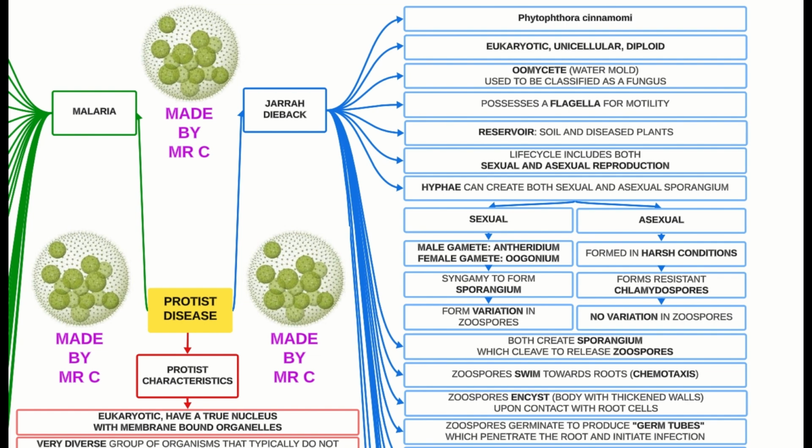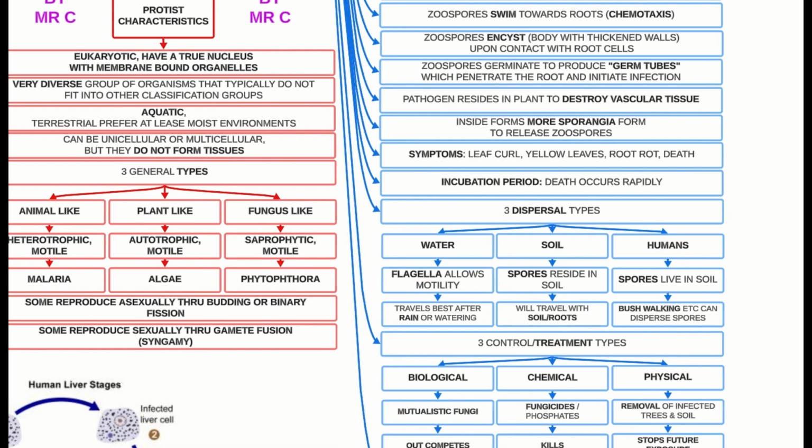The zoospores swim towards the roots due to chemotaxis. Upon contact with the root cells, the zoospores encyst, which means to create a cyst, which is a body with thickened walls. The zoospores germinate to produce germ tubes, which then penetrate the root and initiate infection. The pathogen resides in the plant and destroys vascular tissue, in particular the xylem. Once inside, it forms more sporangia, which is the plural of sporangium. Symptoms include leaf curl, yellow leaves, root rot, and then death. There's not really much of an incubation period because death rapidly occurs after infection.